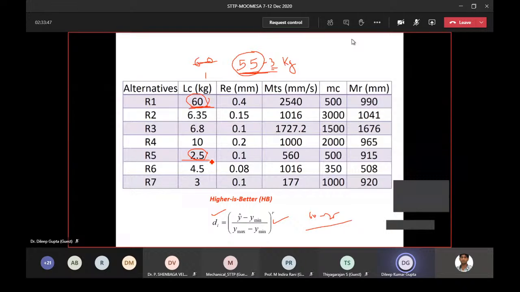So now we are applying this, and you will find out the value of di for each individual case, and we will prepare the normalized table for this condition. So for 60 you will get 1.